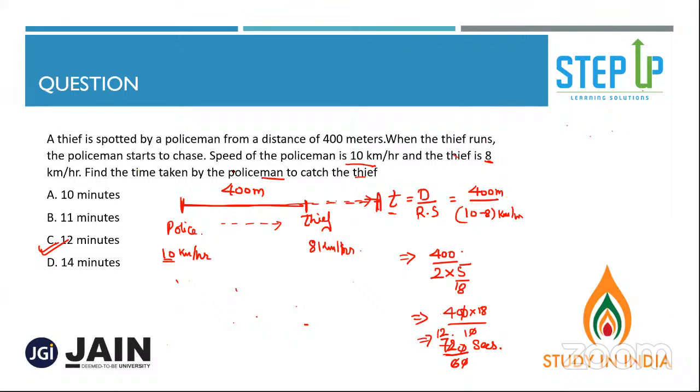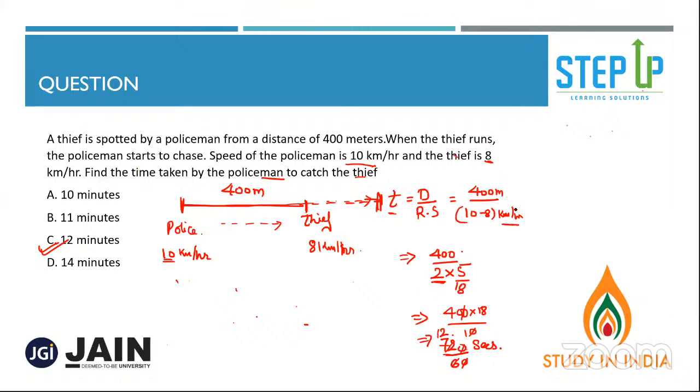Okay, so they were just asking time. I was calculating the total distance traveled by police to catch a thief, because that's what most of the time they ask. I'm extremely sorry, that question was at the back of my mind. So this is 720 by 60, that's it. How did we get 720 seconds? 400 by 10 minus 8, and 10 minus 8 will give you 2.